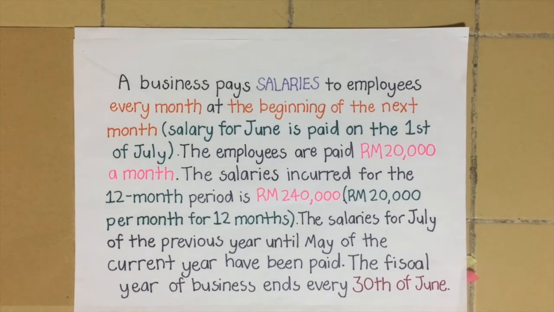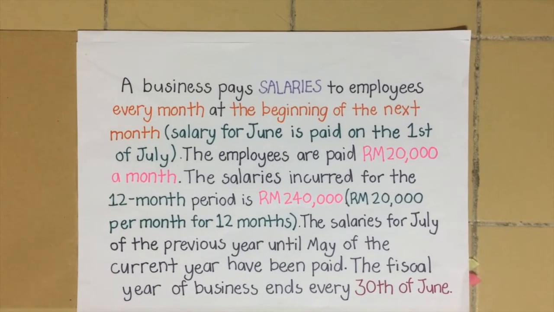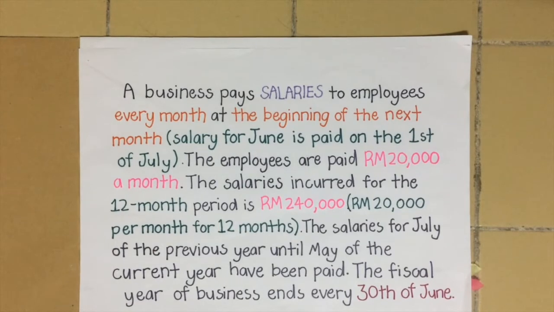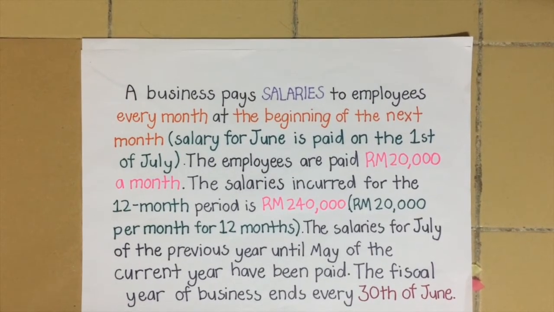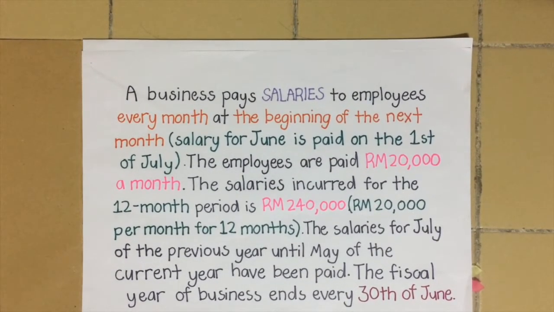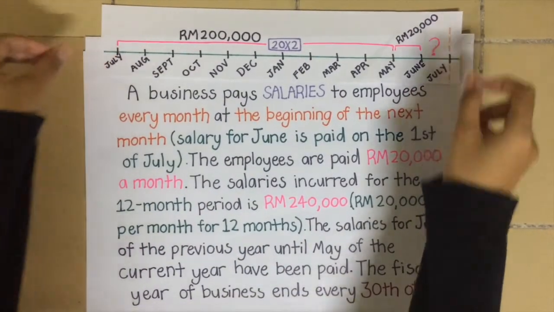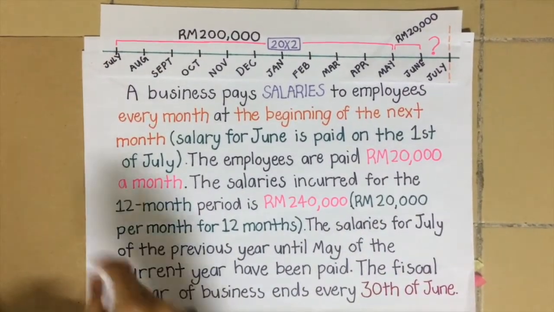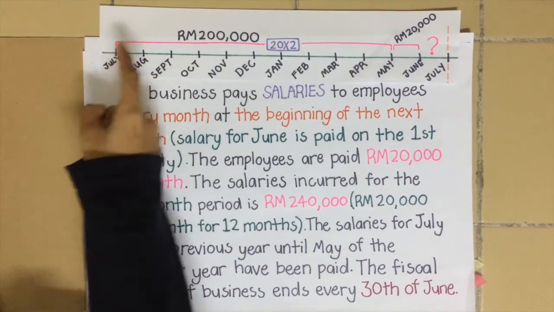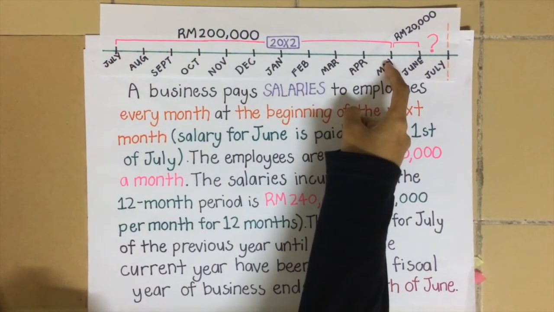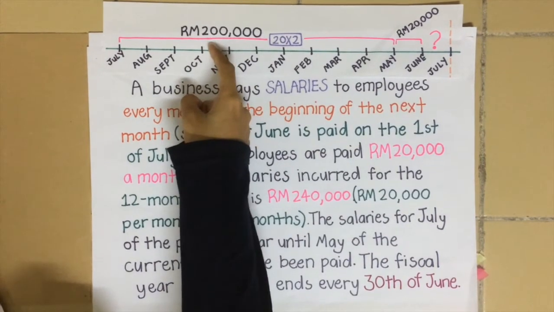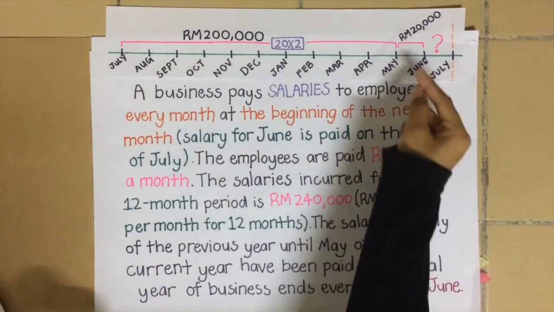The salaries for July of the previous year until May of the current year have been paid. The fiscal year of business ends every 30th of June. To ease our work in recording the transaction in the accounts, we make a timeline. The salaries for July of previous year to April of the current year have been paid. The amount is 200,000 ringgit and we call it balance b/d.